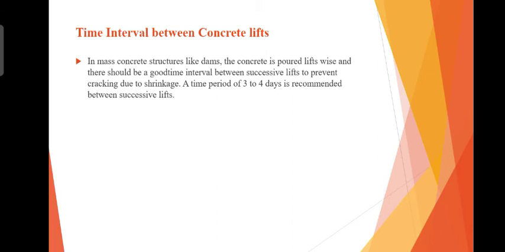And next is the time interval between concrete lifts. When working on site, since our structure is very big like a gravity dam, we have to take some interval between concrete lifts. In mass concreting structures like dams, the concrete is poured in lifts, and there should be a good time interval between successive lifts. To prevent cracking due to shrinkage, a time period of 3 to 4 days is recommended between successive lifts. It means after almost a 1 to 1.5 meter lift, we have to wait for 3 to 4 days.